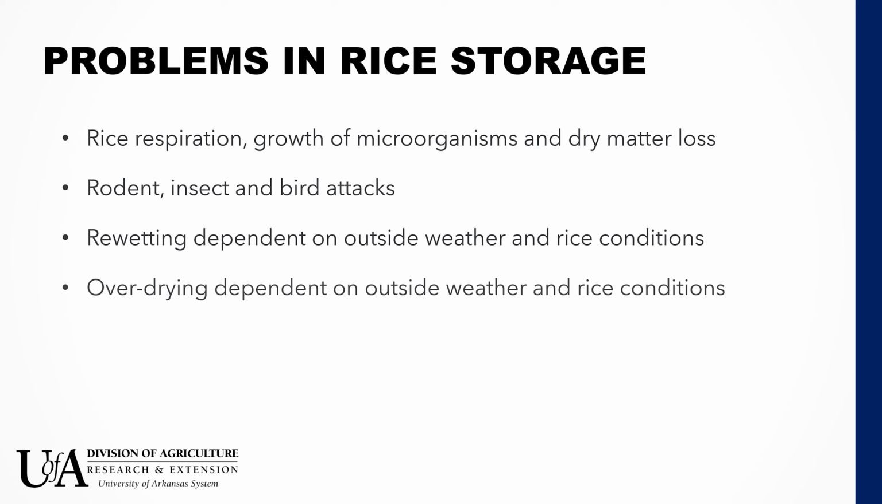And that can result in some changes in the physicochemical properties of the grain, but more importantly, it can also lead to accelerated growth of microorganisms. And then we also have the aspect of dry matter loss that comes in because of the grain breaking down. And so we need to be concerned about that so that respiration is minimized as much as possible. The other aspect we need to think about are rodents and insects and birds attacking our grain.